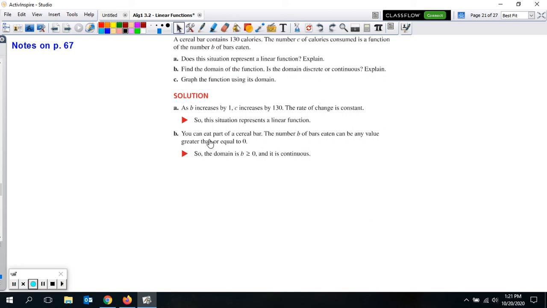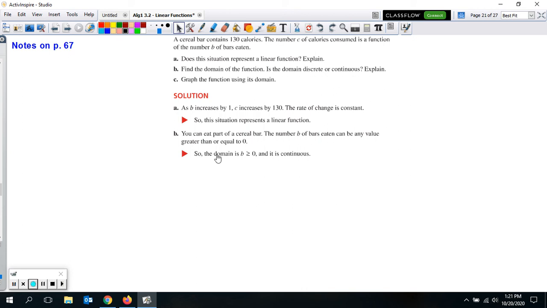So we could say it's continuous because we can eat part of a bar. And so the domain then would just be b is greater than or equal to 0. So you could possibly eat 0 bars and get 0 calories, but you could eat anything more than 0, and that's continuous. Letter C says, now graph the function using its domain.